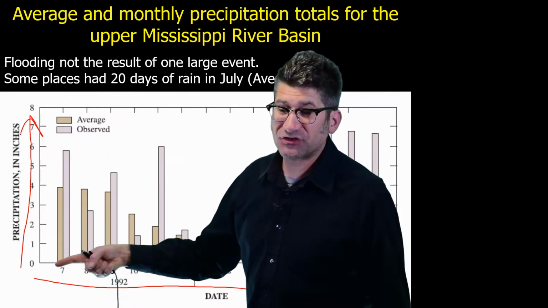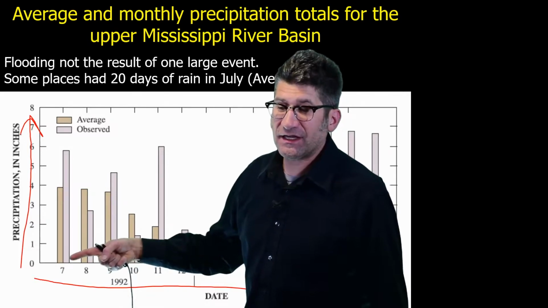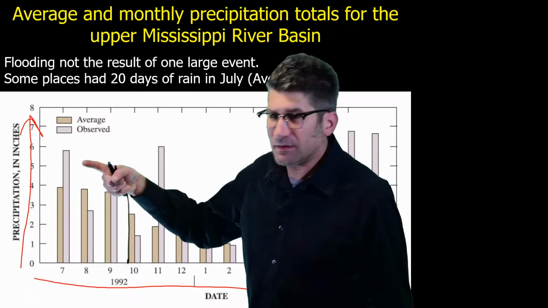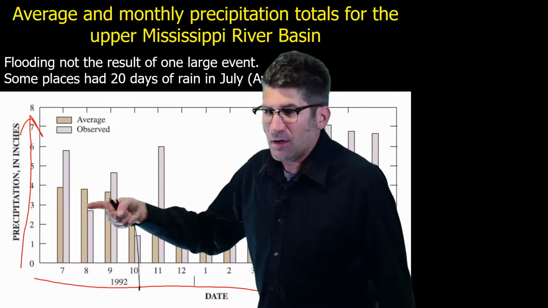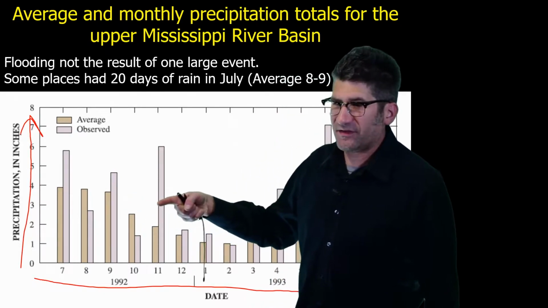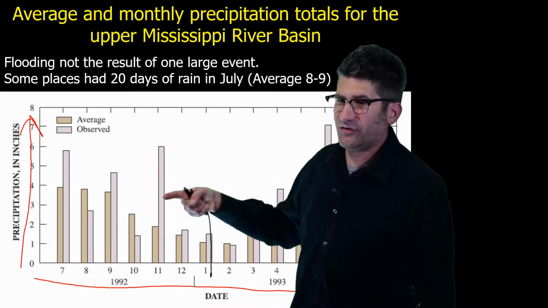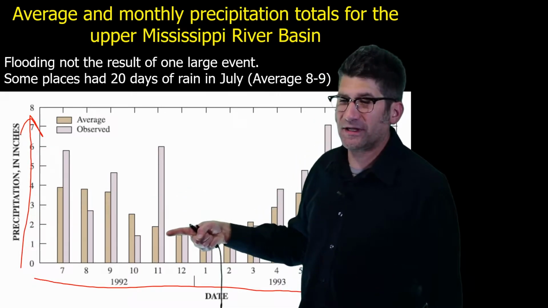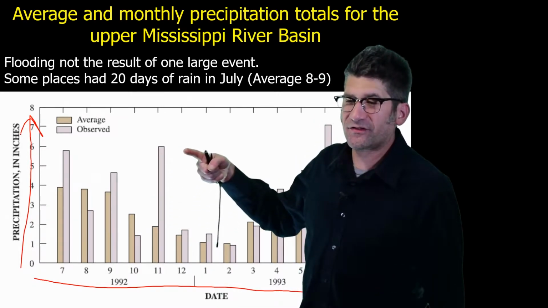So here we're looking at July, month 7, 1992. We expect to get about 4 inches of rain. We got about 6 inches. Moving into August and September, a little bit less. And then look what happens here as we move into November of 1992. We'd expect really to get 2 inches of rain. We got 6 inches.